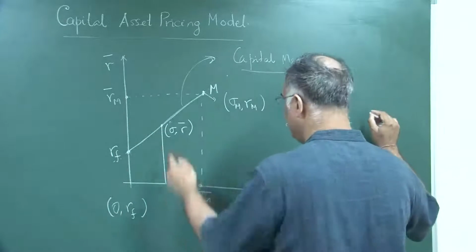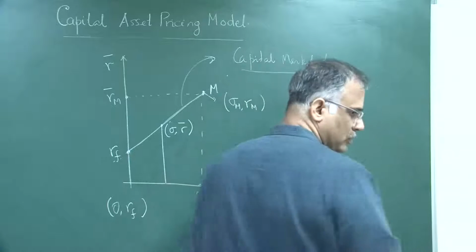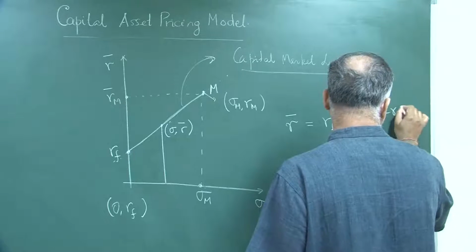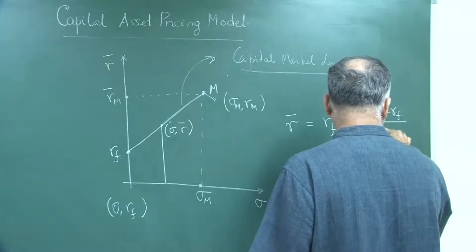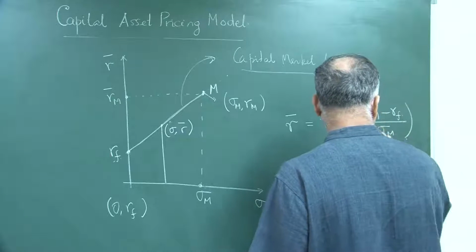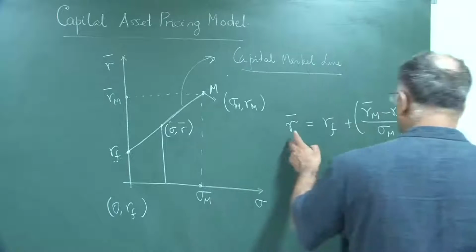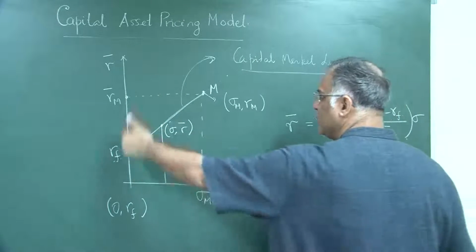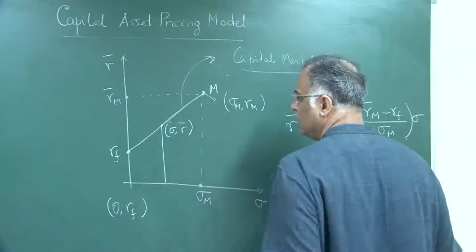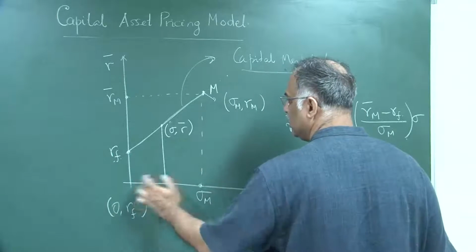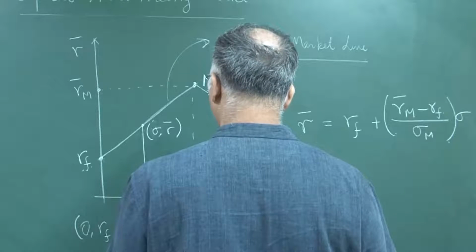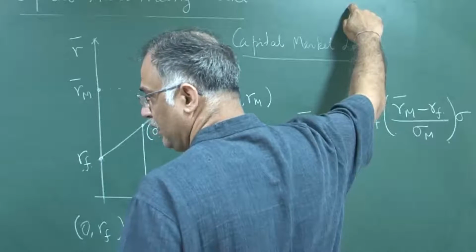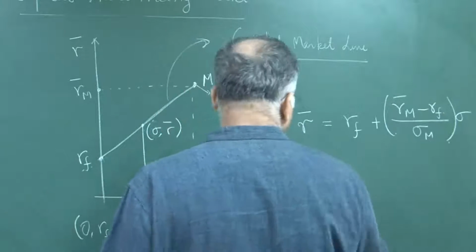So, then I should write it this way: R bar equals RF plus (R bar m minus RF) by sigma m, this whole thing into sigma. Here, given any portfolio on the market line, of course sigma and R bar are non-negative numbers, since you cannot have negative sigma. Any other portfolio that you choose on this line, on the ray emanating from RF, will satisfy this equation.